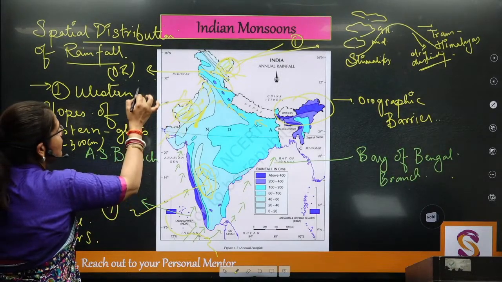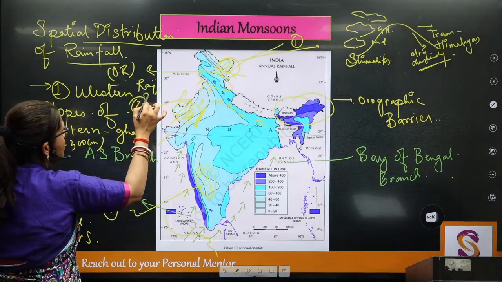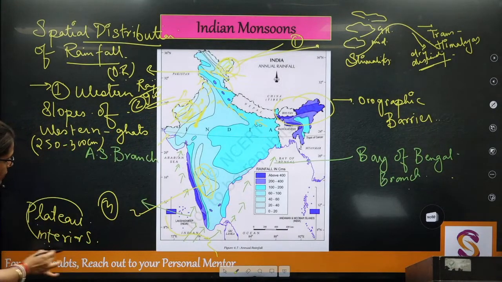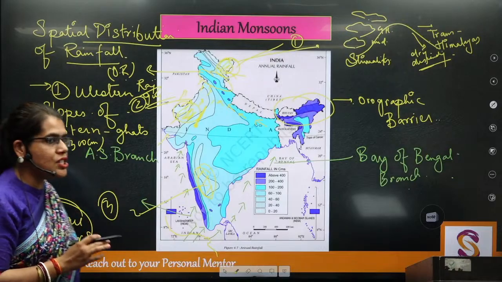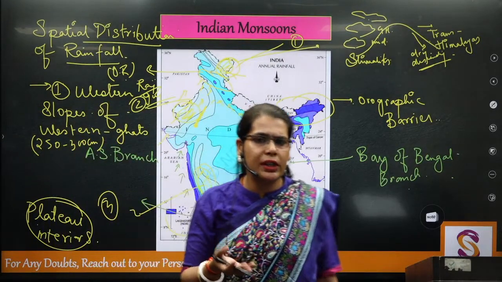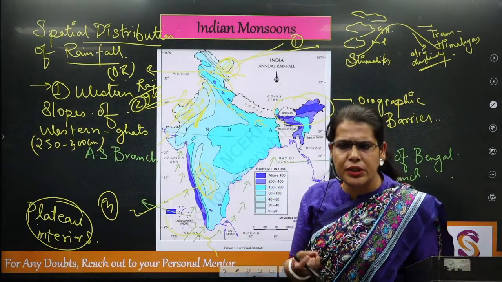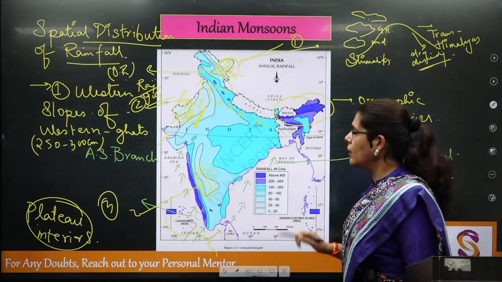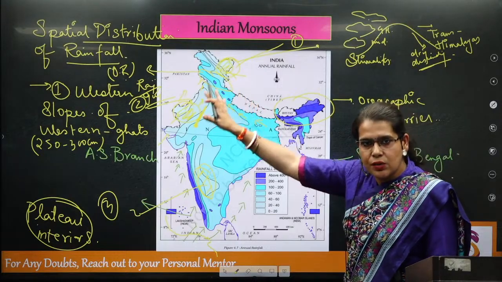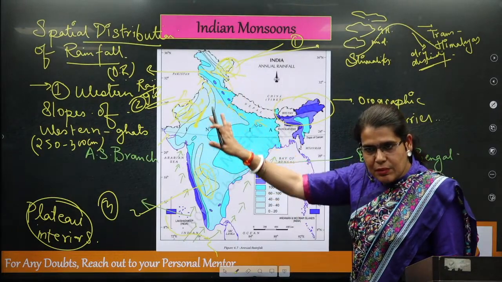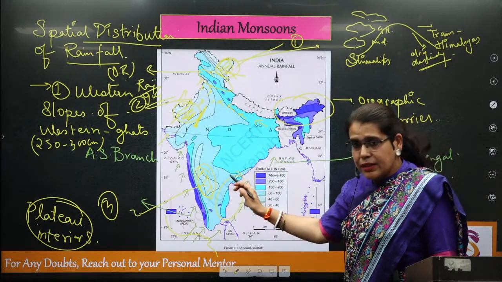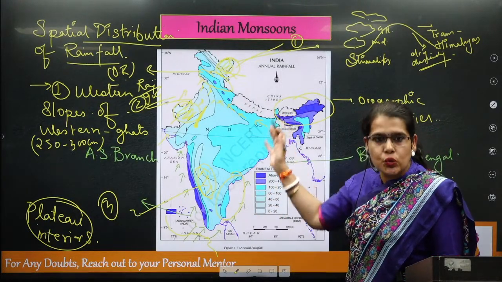Second was Rajasthan and Gujarat, parts of Gujarat. Okay. Plateau interiors encompassing parts of Maharashtra, parts of Andhra, parts of Telangana, even parts of Tamil Nadu interiors. So here there will be less precipitation. Okay. Now this is what is happening in the summer season. Most of this area would get the precipitation from the retreating monsoons.